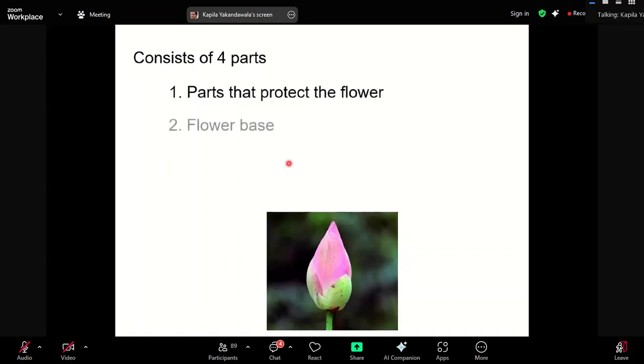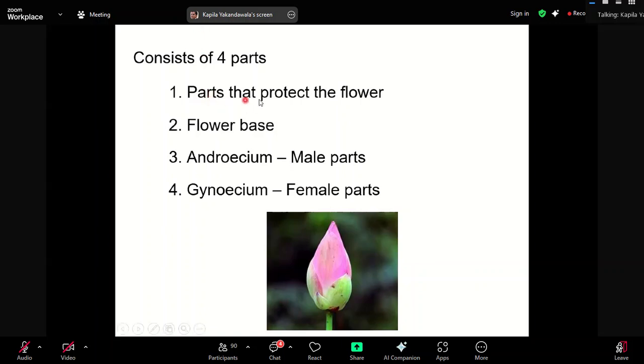A flower consists of four parts. Parts that protect the flower. As you see here, this flower is protected inside with green colored sepals and petals. Then the flower base, where all the parts are attached to this base. Then the male part and female part. Those are the four parts. Let's quickly look at these parts in detail.